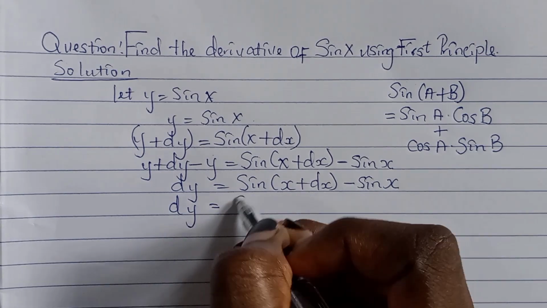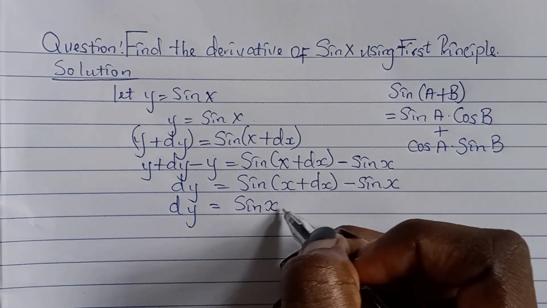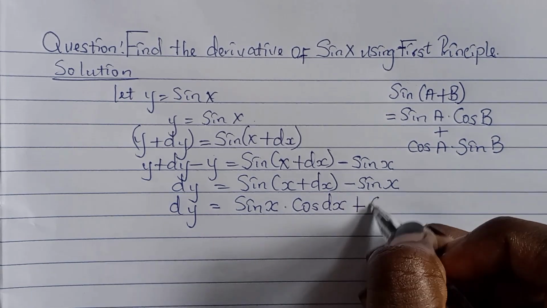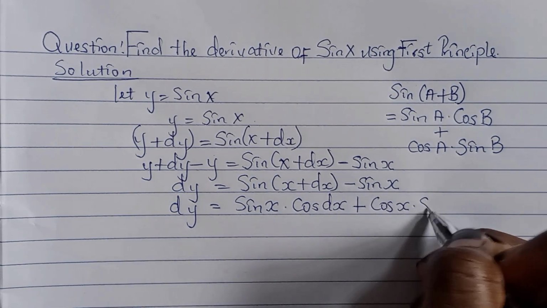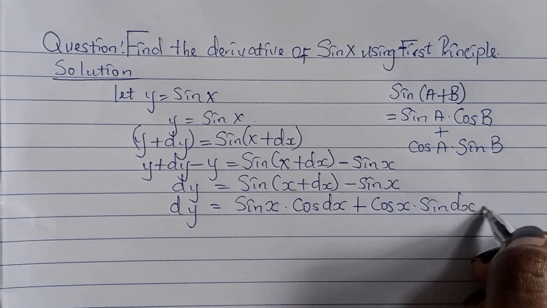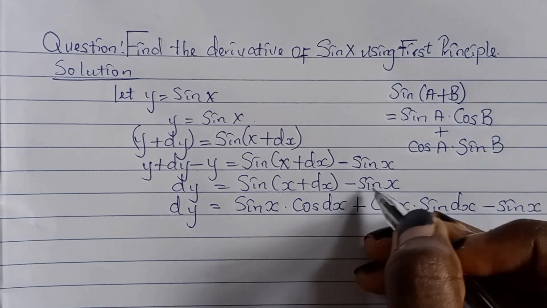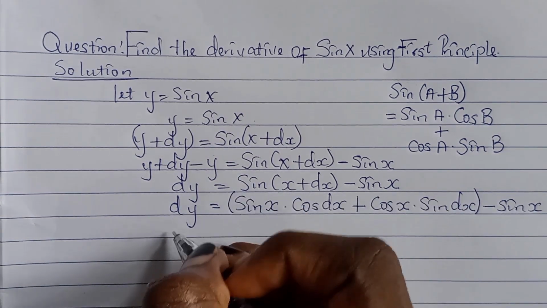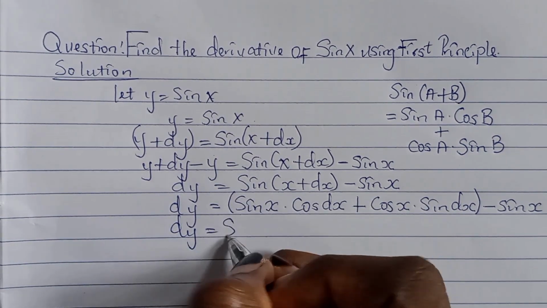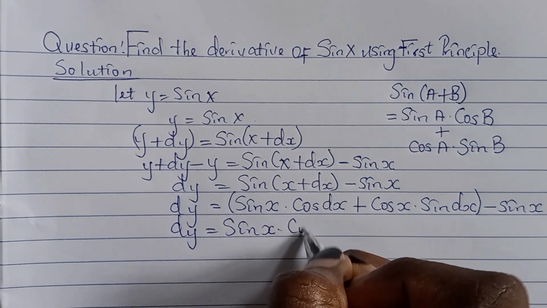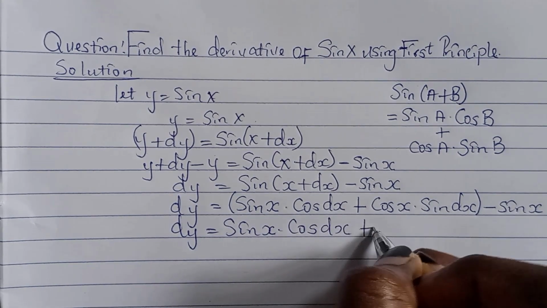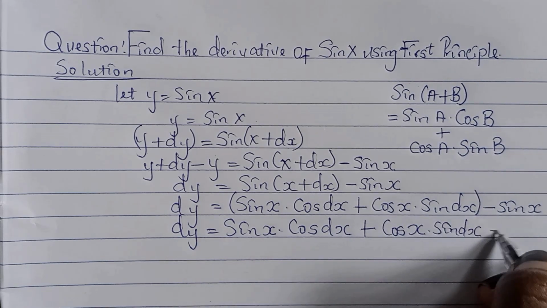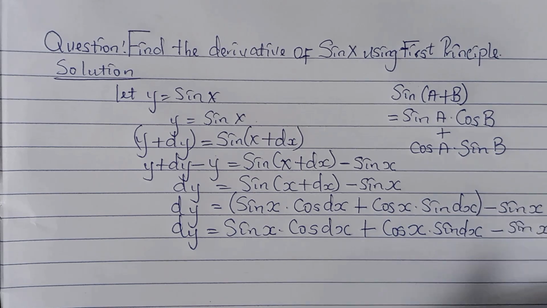dy equals sine x times cos dx plus cos x times sine dx minus sine x. This equation I'm bringing back. So let's put brackets to show that we're expressing this. I'm going to rewrite this one without the brackets now: plus cos x times sine dx minus sine x.